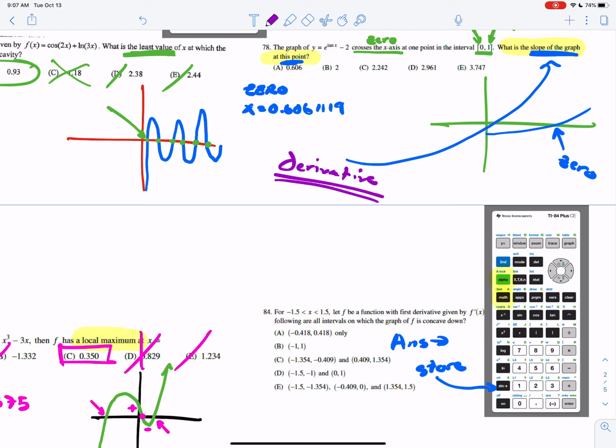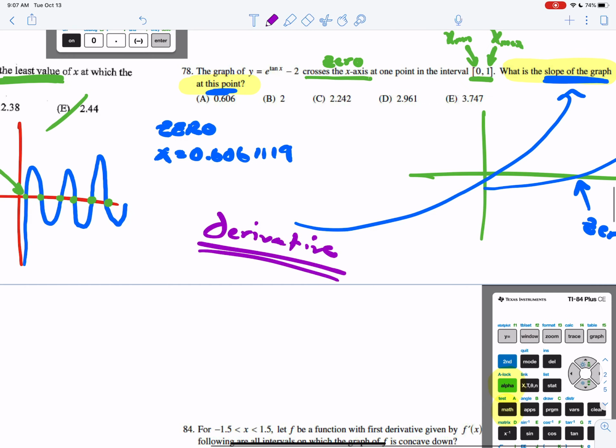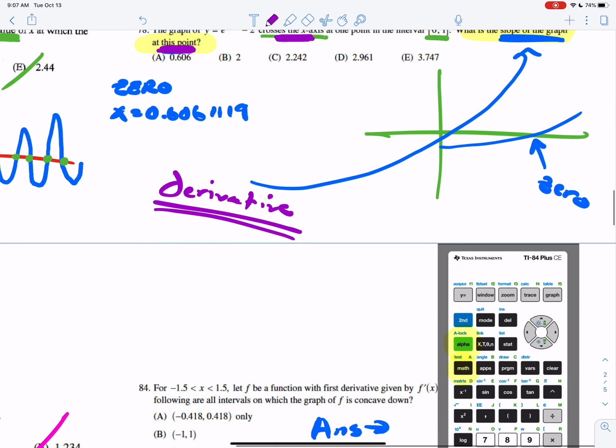Okay, evaluate it at x equals. So the thing is, when you're graphing, it's always x equals x. When you're at your home screen, it should always be x equals some number. We want to find the slope at this point. What point are we talking about? We're talking about the point where it crosses the x-axis, which is our 0.